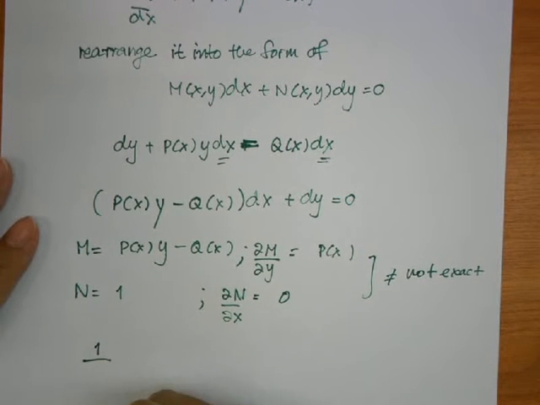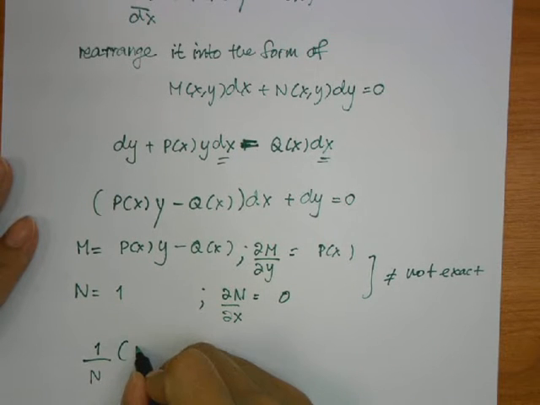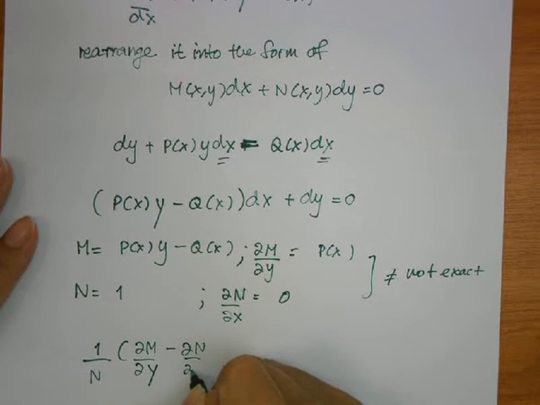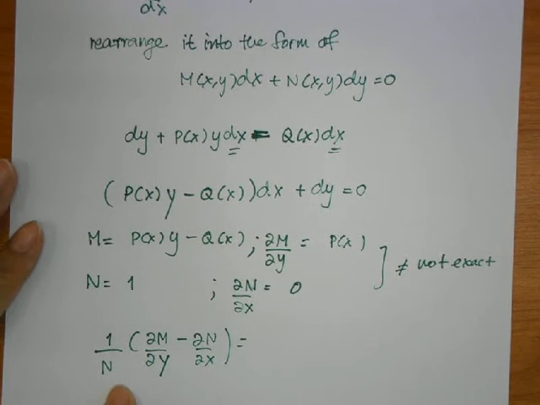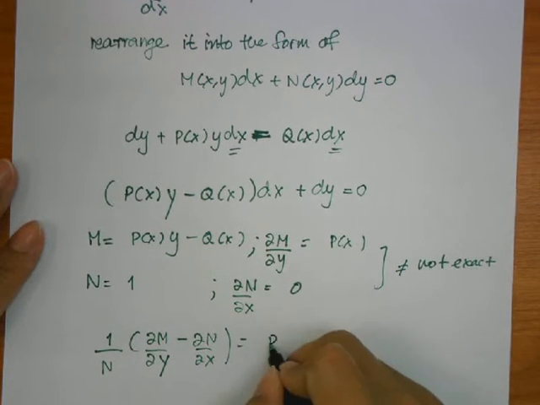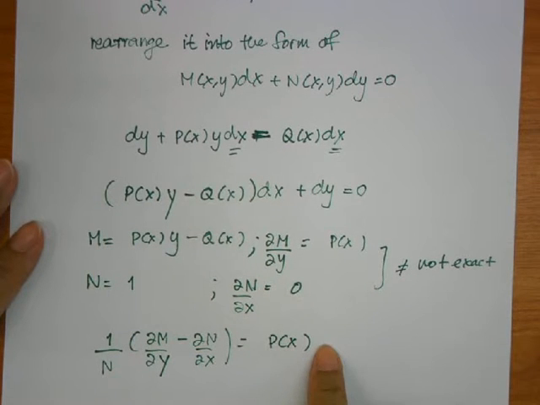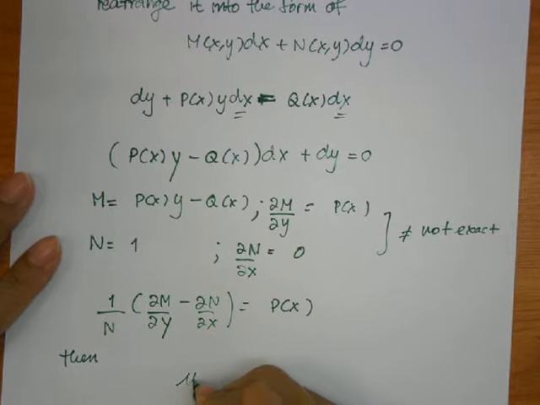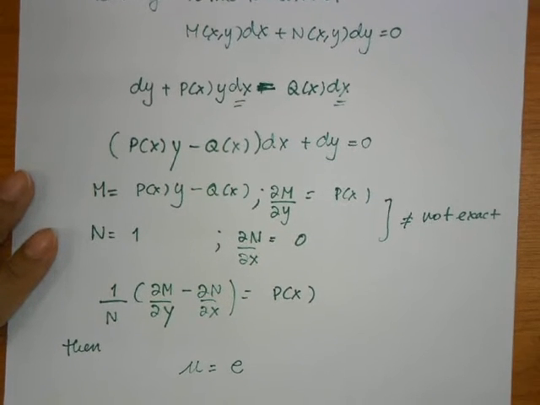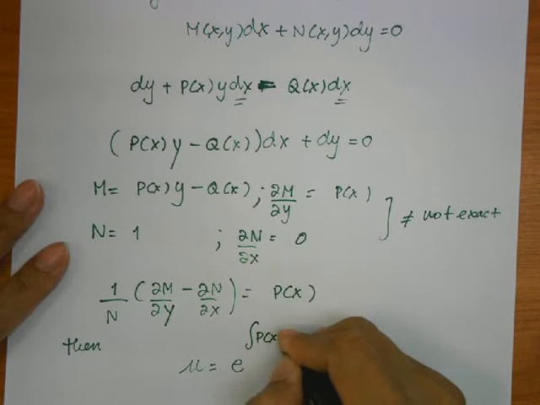We think that 1 over N times the difference between dM by dy minus dN by dx has to be a function of x. So N is equal to 1, so I wouldn't write anything down, right? Because 1 over 1 is equal to 1. dM by dy is equal to p(x), and dN by dx is equal to 0. p(x) minus 0 is equal to p(x), which is a function of x. So in that case, we would say that an integrating factor is equal to the exponential of the integral of p(x) dx.